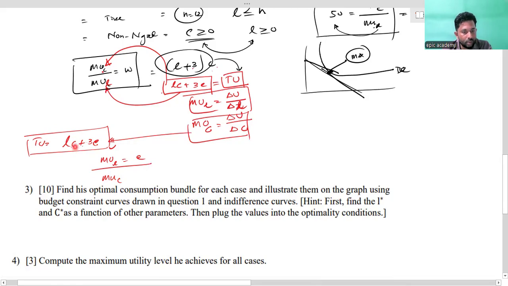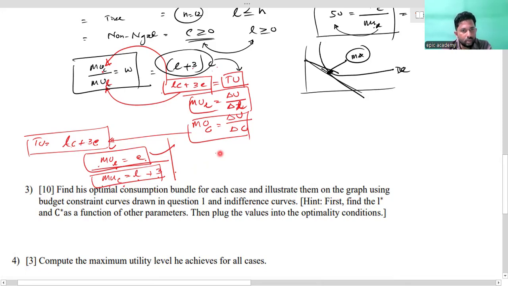Two types of things must be there. By considering that, one must be L here, must be 3, I mean plus value, isn't it? Those are the marginal values. Marginal utility of L is C. Marginal utility of C is L plus 3. It is simple. So by using that one, you can calculate each and everything.